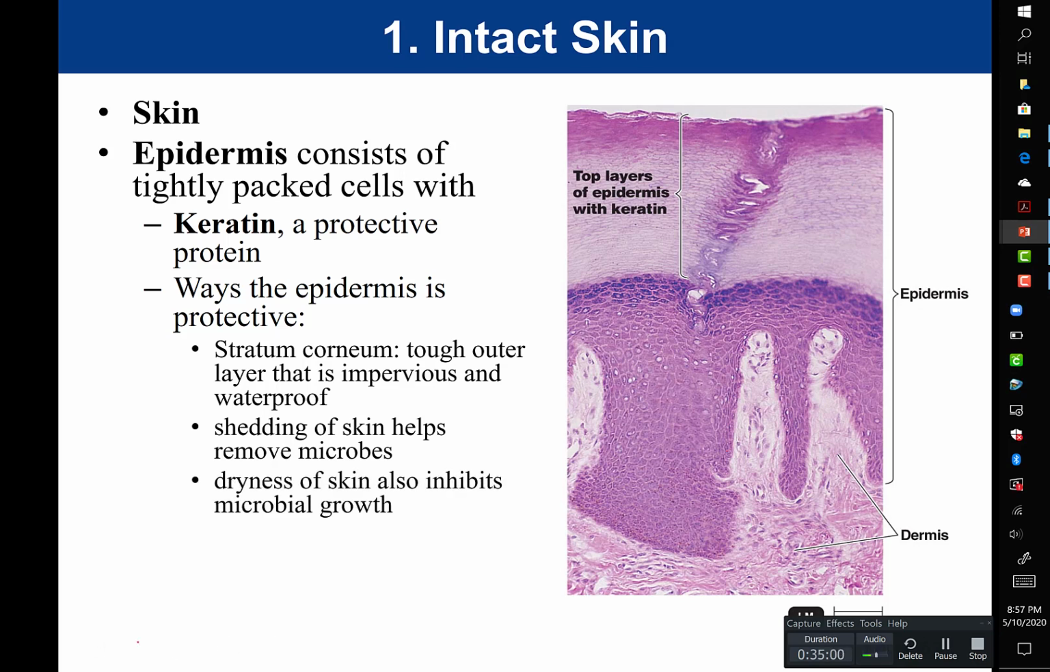The dryness of the skin also inhibits microbial growth because, again, most microbes can't tolerate desiccation or drying out. And we talked about this, for example, when we were comparing staph and strep. Staph is resistant to dryness. It can tolerate that dryness of the skin, whereas Streptococcus species cannot. It's sensitive to dryness. So the dryness of the skin also inhibits microbial growth, and only a few bacteria have an adaptation that allows them to survive.